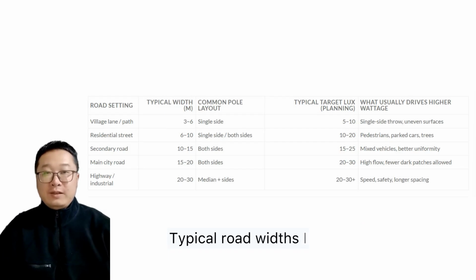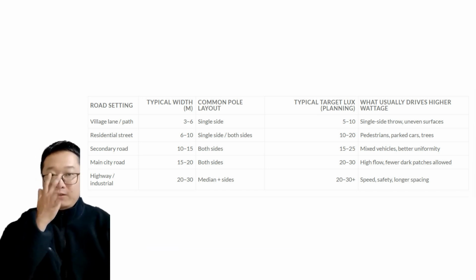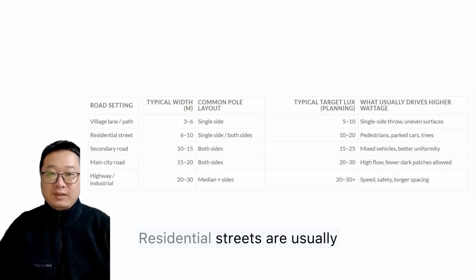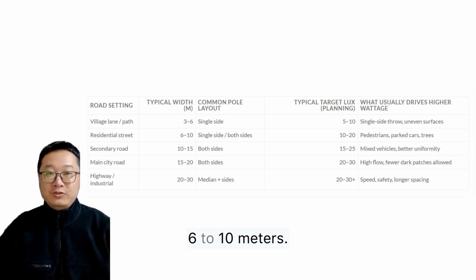Typical road widths I see in projects: highways are often 20 to 30 meters wide. Main city roads are around 15 to 20 meters. Secondary roads are about 10 to 15 meters. Residential streets are usually 6 to 10 meters. Village lanes and paths can be 3 to 6 meters.